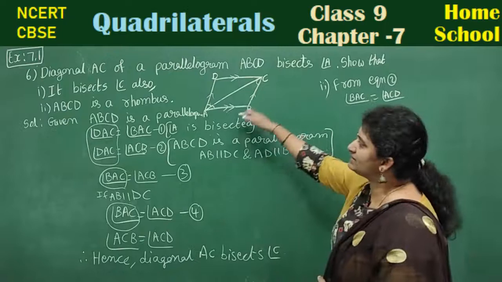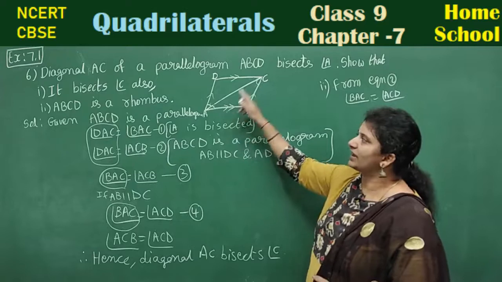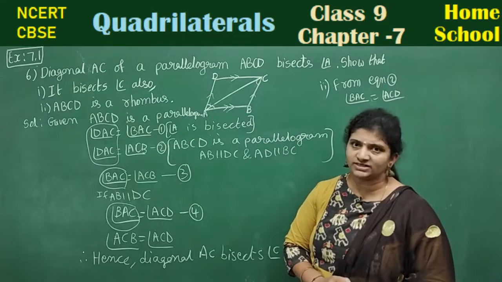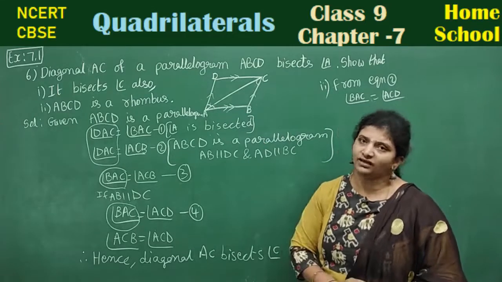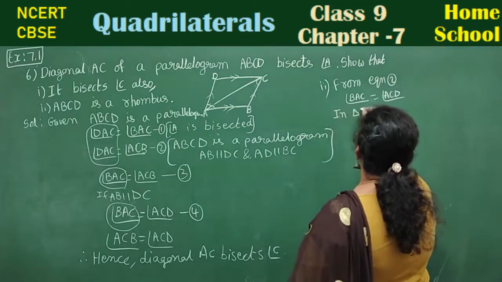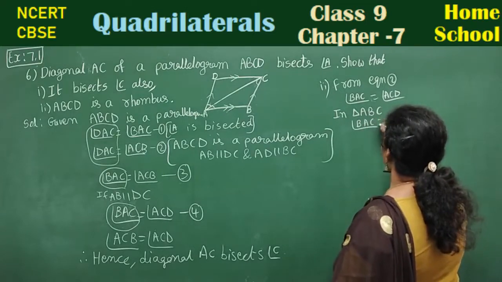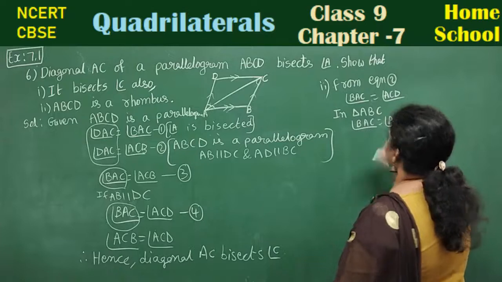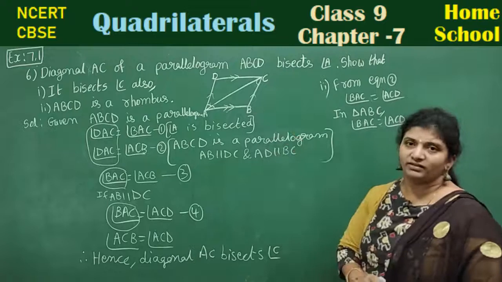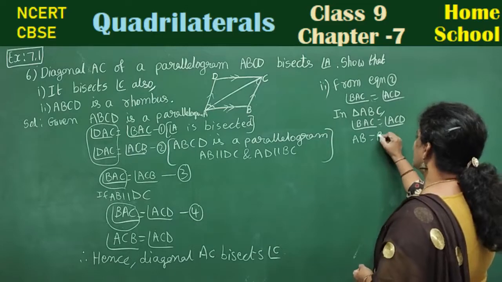Suppose we take this triangle, this is a common side, right? And these two angles are equal. In a triangle, if two angles are equal, what is the statement we know? Their opposite sides are equal. So by that I say here, in triangle ABC, angle BAC is equal to angle ACD. And what can you say here, children? If two angles are equal, their opposite sides are equal, right? I write here AB is equal to BC.